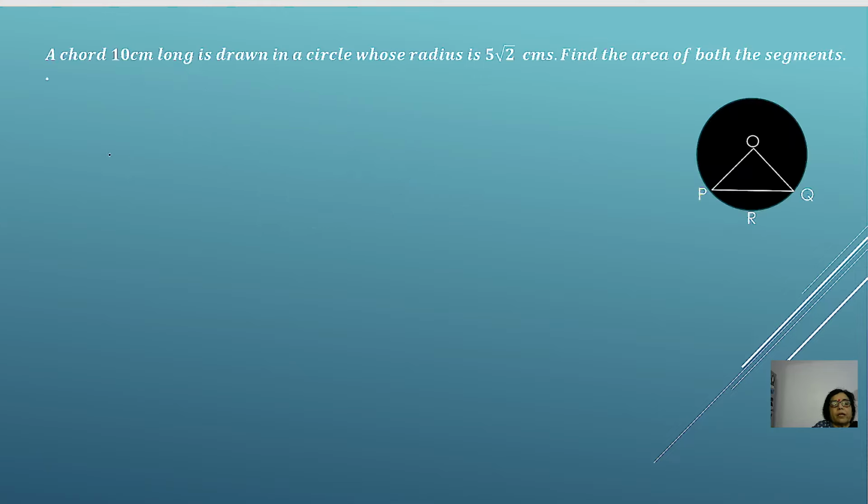Now, supposing a question like this is given: a chord 10 centimeters long is drawn in a circle with radius 5 root 2 centimeter. Find the area of both the segments over here. So you need both the segments. The important thing is the radius is 5 root 2 and the chord is 10 centimeter. So if we analyze this, 5 root 2 whole square plus 5 root 2 whole square is 50 plus 50, which is equal to 100.